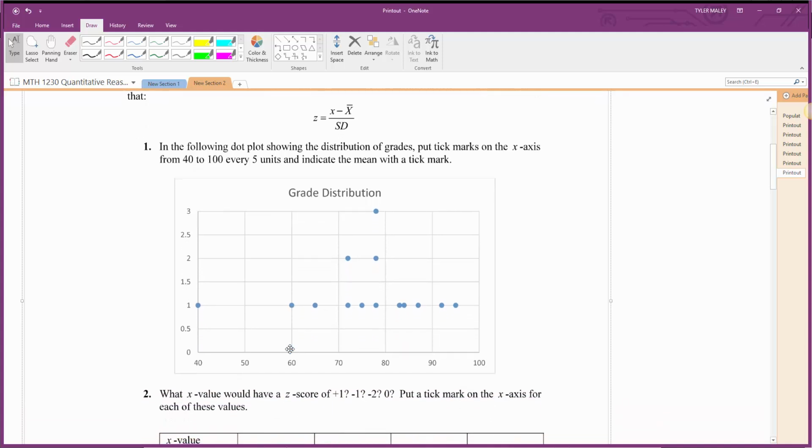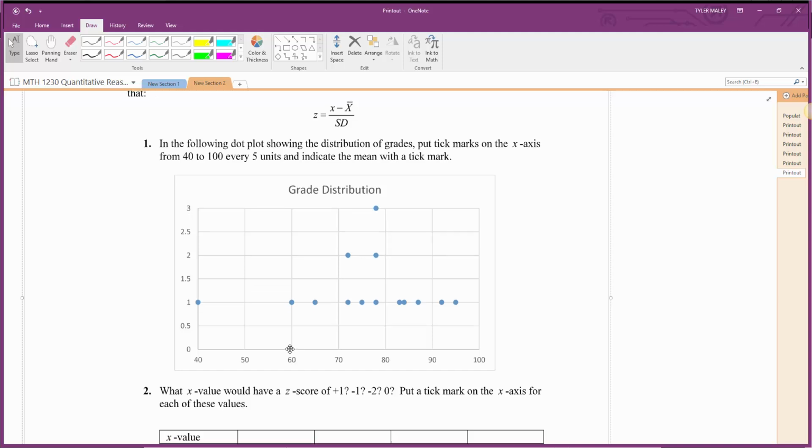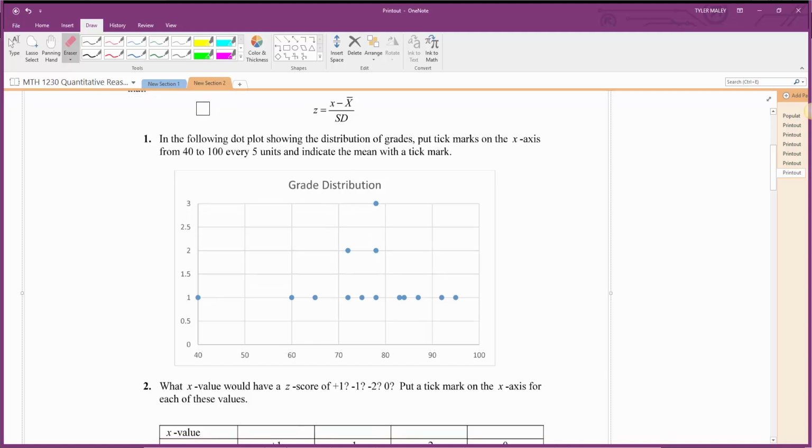Right, so what we were asked to do is to put tick marks every 5 units, right? So like here, this would be 45, 55, 65, 75, 85, and 95, right? So that's what we're asked to do.